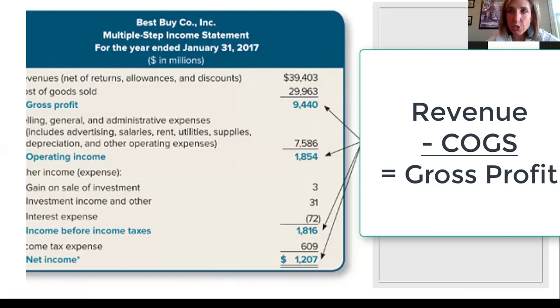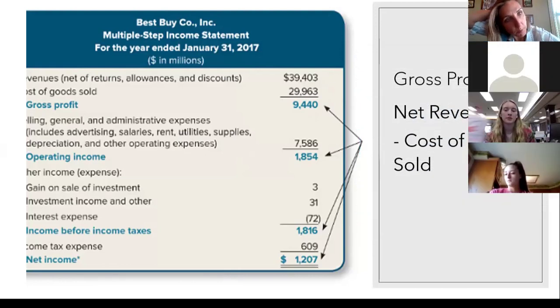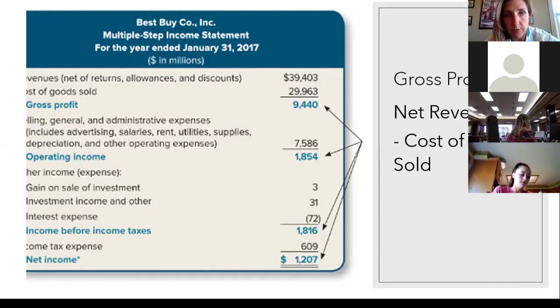It's just, did I charge my customers more than what it cost me, that's cost of goods sold, to purchase this product? And what is essentially the markup on it? It's also known as a gross margin sometimes. And then I will subtract any other expenses. So you can see they have some general and administrative expenses on this that are in parentheses as the advertising, salaries, rent. Then you would have your operating income.